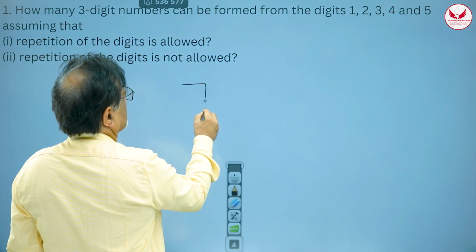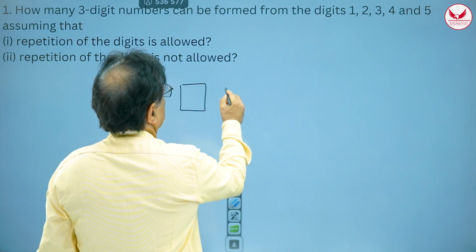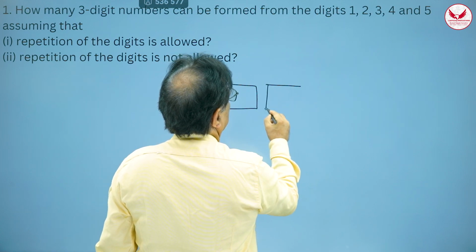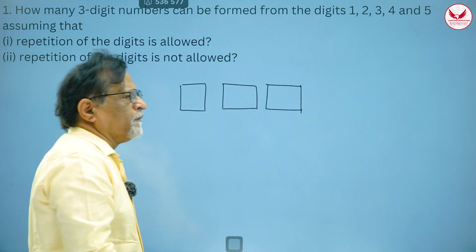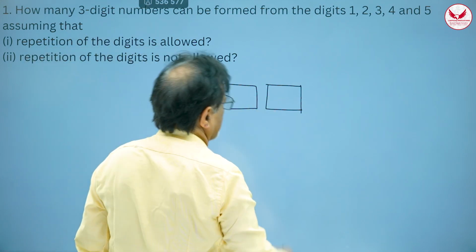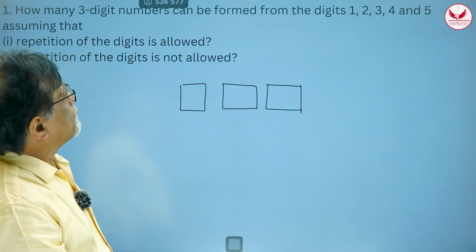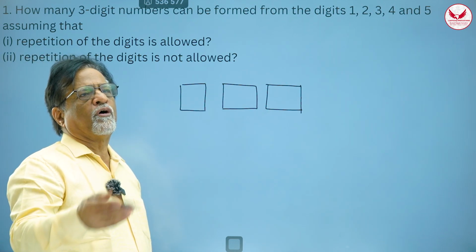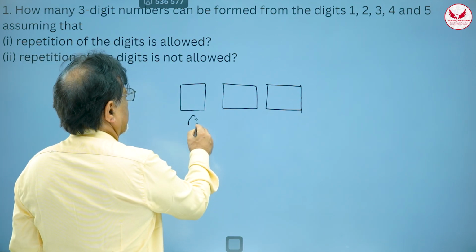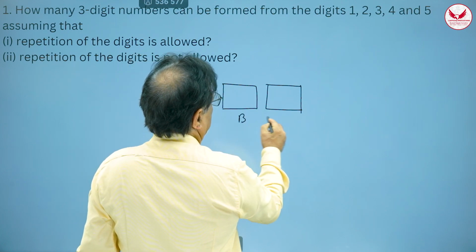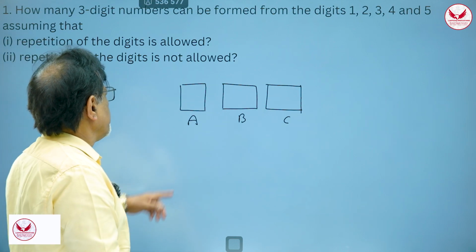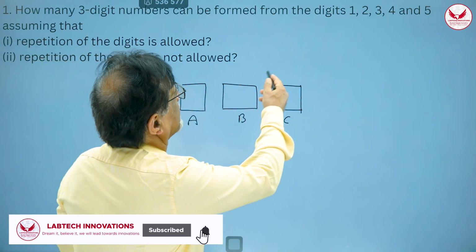So suppose this is one particular box, this is a second box and this is a third box. The job is to fill up these 3 boxes simultaneously. This is the first digit, second digit and third digit, okay? So there are 3 digits to be chosen. Therefore, there are 3 jobs, job A, job B, job C. Job A is selecting the first digit, job B selecting the second digit, job C selecting the third digit, okay?